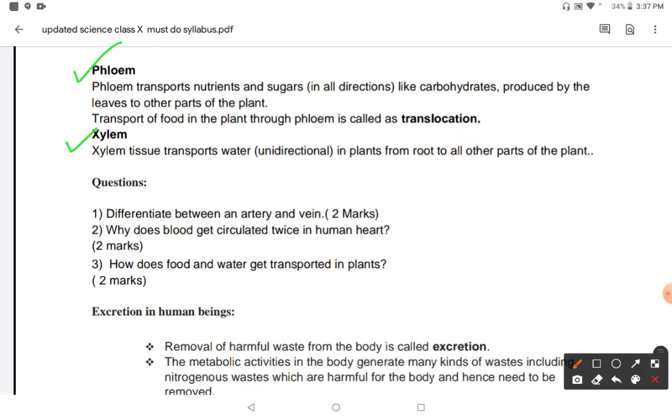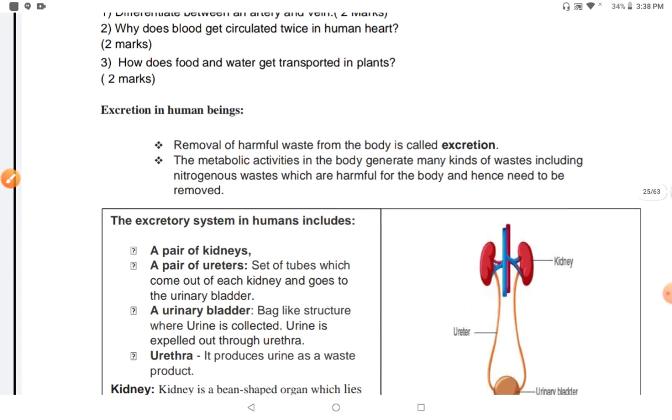Phloem transports nutrients and sugar in all directions, upper or lower, like carbohydrates produced by the leaves to the other parts of the plant. And the transport of food in the plant through the phloem is called translocation. And what is the xylem? Xylem transports water in the plant from roots to the other parts of the plant. So they coordinate with each other and the transportation in plants occurs.